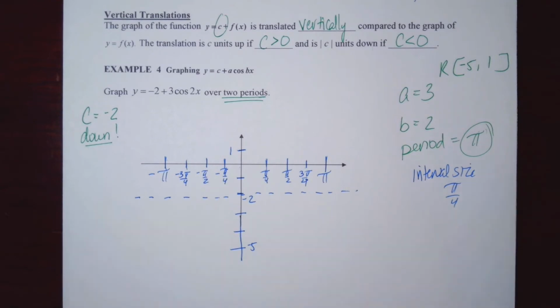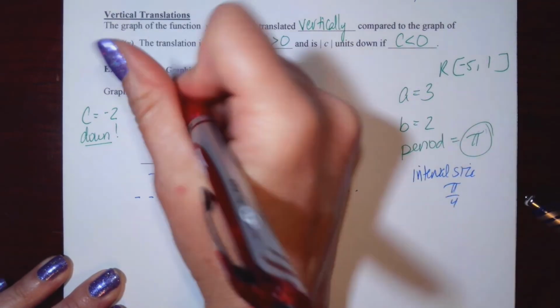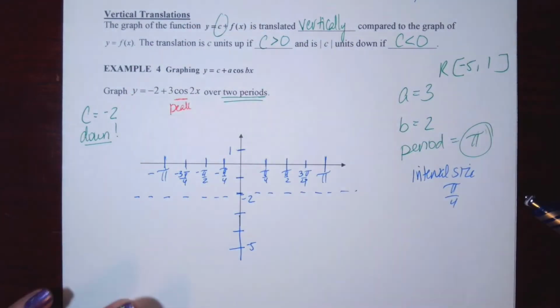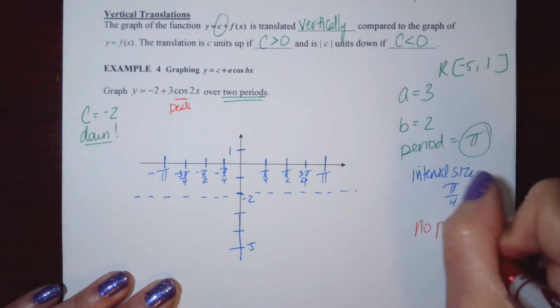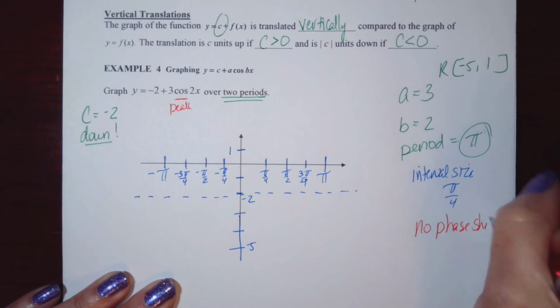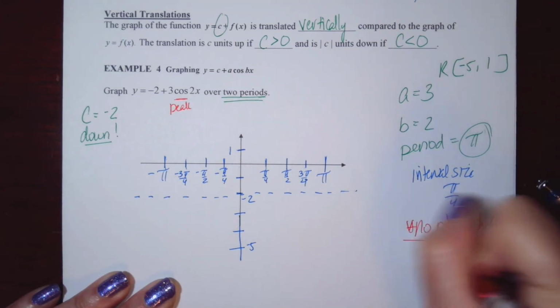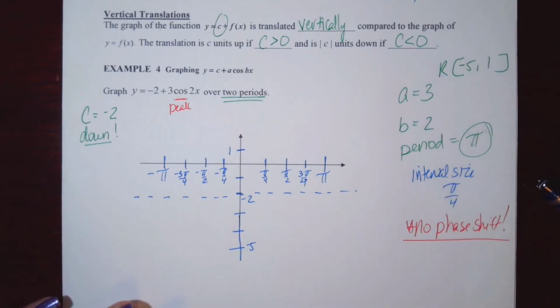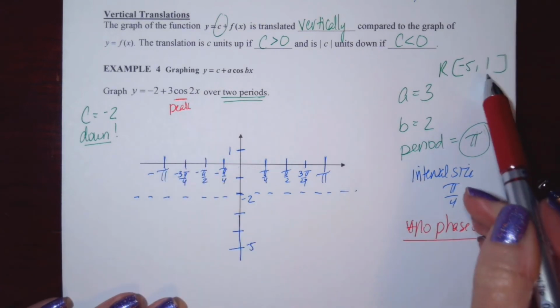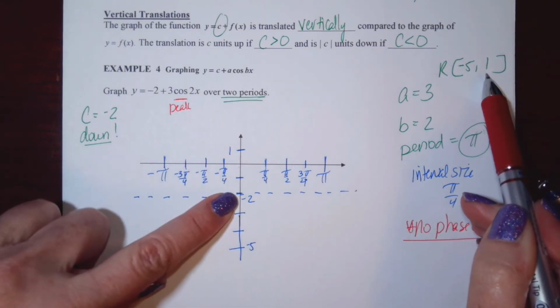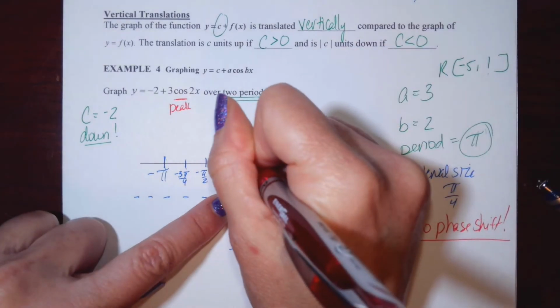Now as I start doing my function, I need to pay attention. I'm graphing cosine. It's positive. Cosine starts at peak. I do not have a phase shift. No phase shift, so my first point, my major point, gets to fall on the y-axis. At peak, where is peak? Well, peak is at 1 because I'm going up 3 units from center.